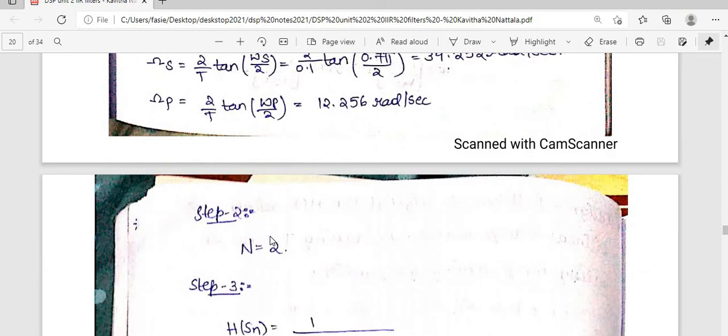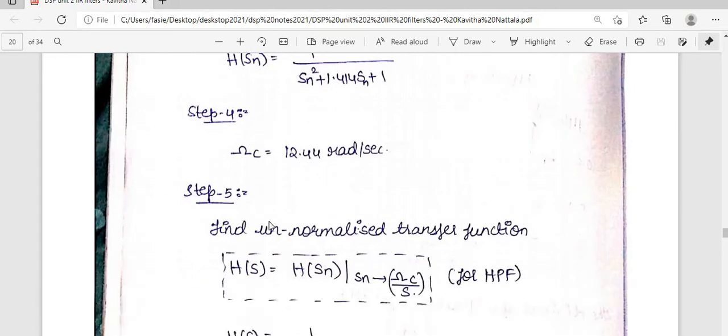Next, step 2 is to find the order. Already we did it in the previous problem. The order will be the same. We won't change it, get the order. Similarly, we find H of s. Substitute omega c. The previous one, how we did, the same thing we'll get. But this is the most important thing you have to remember. For a high pass filter, we'll write H of s as omega c by s, not s by omega c. That is the important thing you have to remember, because we are writing for the high pass, right? This step you have to remember while we are designing the high pass filter.